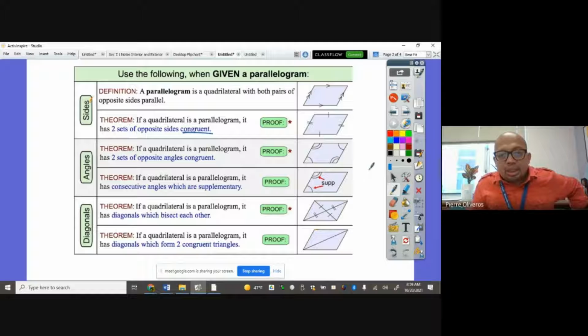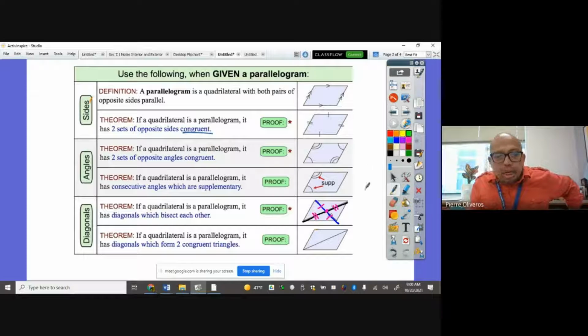If a quadrilateral is a parallelogram, it has diagonals which bisect each other. So say this is a diagonal and the other diagonal is the blue one, then they bisect each other. Meaning the blue one is cut into equal parts, and so basically that's a midpoint. And the black diagonal, these two parts here are equal also. The midpoints of the black and the blue segments are the same.